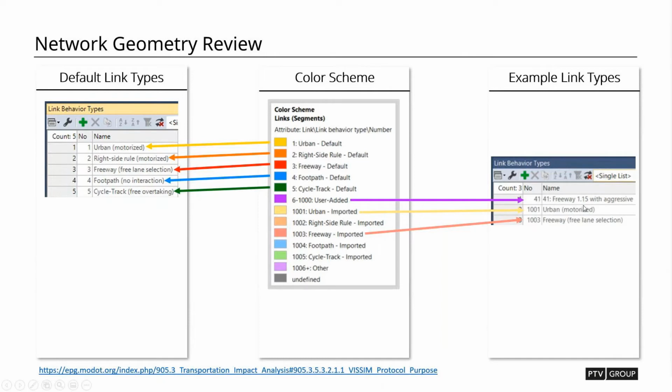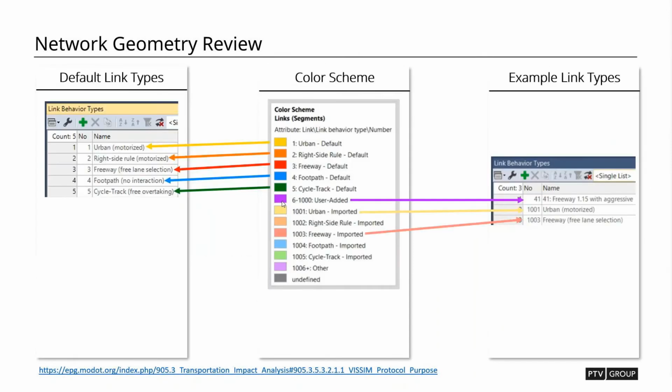We also have a user-defined link behavior type here, and we can tell based on the numbering scheme that it was user-defined. We also see it has a different name. Here with the default it says urban motorized. With the import it says urban motorized. This one says freeway 1.5 with aggressive. So that's usually an indicator that it was custom created, and that'll come through in the calibration report as well. But any custom defined link behavior types will come in as purple. So you'll be able to quickly spot those out.